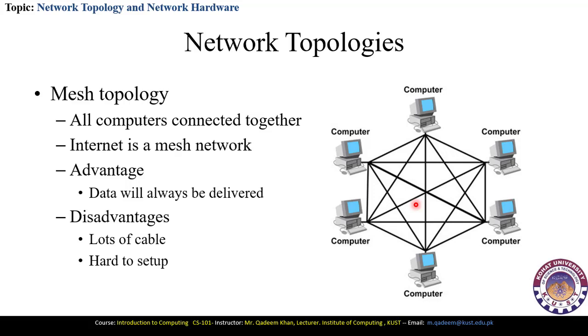It also has a disadvantage: we require lots of cables. You can see that each and every computer is connected to other computers through wires. So that's why we require a lot of cables, and it is also quite hard to set up. Sometimes we don't know which computer is connected and which is not connected. So we have to keep a complete record of each and every computer, that it should be connected to its peers. So that's why this computer network is very hard to set up.